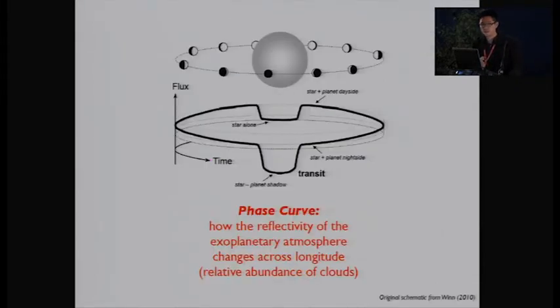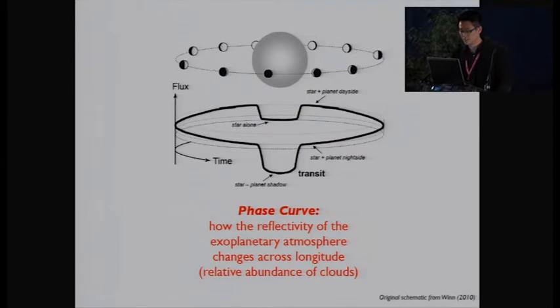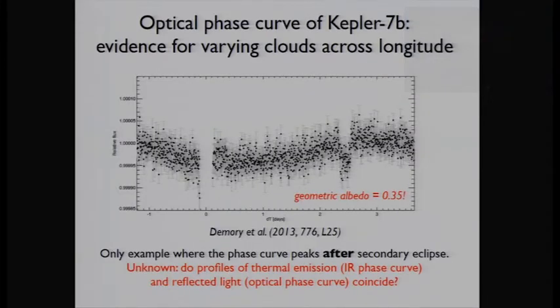So moving on, let's talk about phase curves a little. And I think they are really underappreciated in the literature. So phase curves measure the reflectivity of the exoplanet atmospheres, and therefore the relative abundance of clouds if they are present. And the example that I will show is nice work by Brice Demory again in 2013, where he measured, you can see the eclipse and the transit.